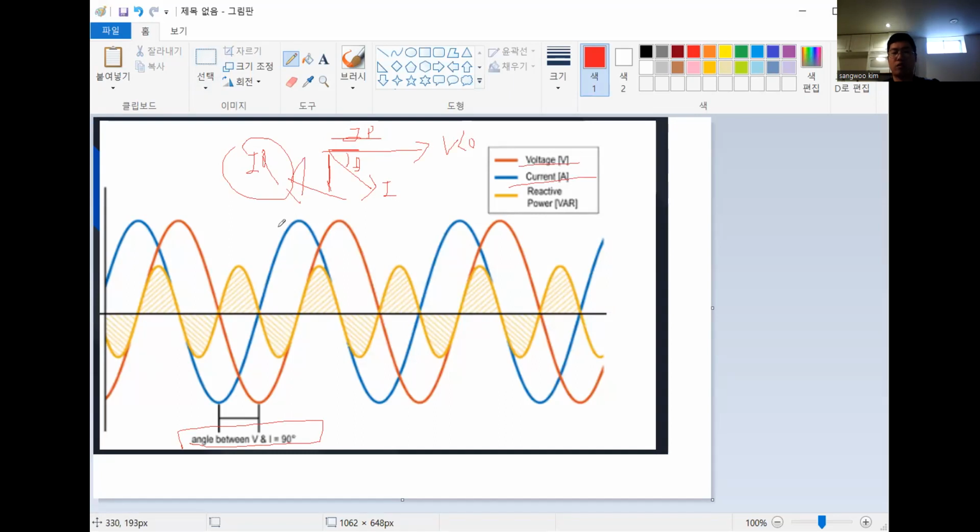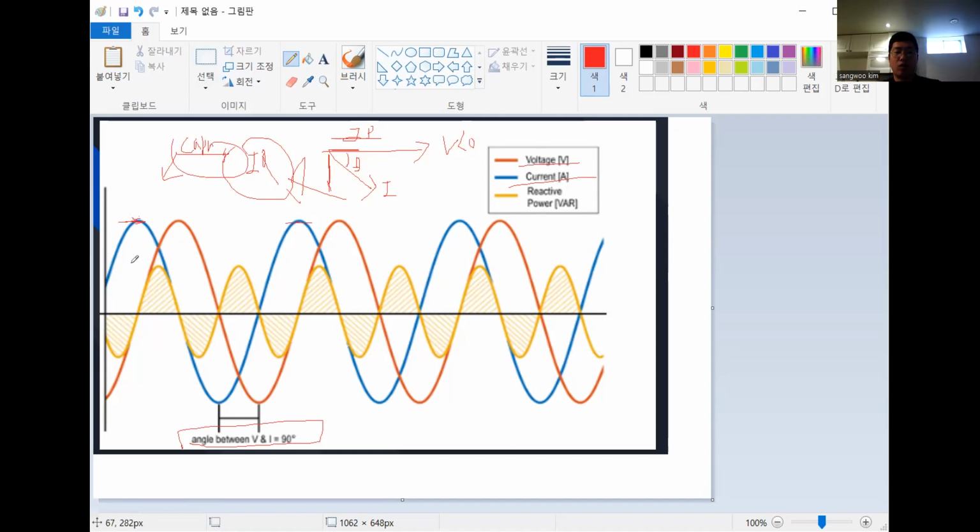So the first question is, what's the lead and the lag? Is the current leading or lagging? Let's see. If we compare peak to peak, the current is not behind the voltage, right? So the current is in a kind of faster position here, so we say the current is leading, not lagging. This is like a capacitor. Later we will learn about it, so don't worry about it.